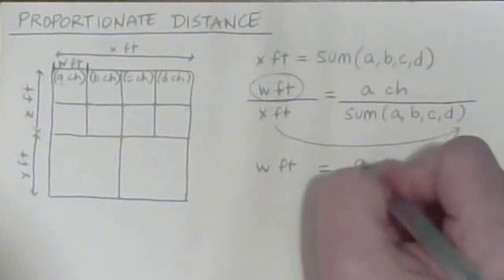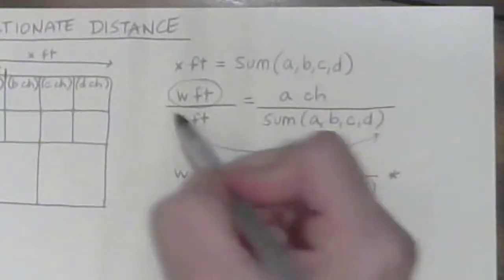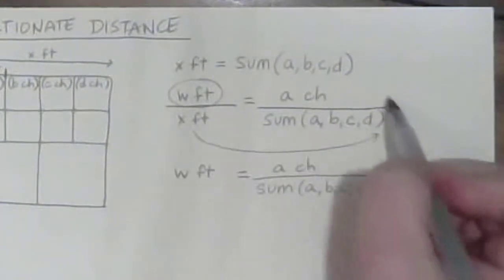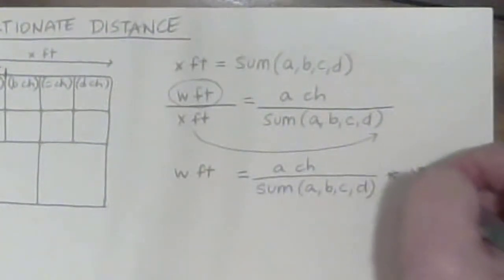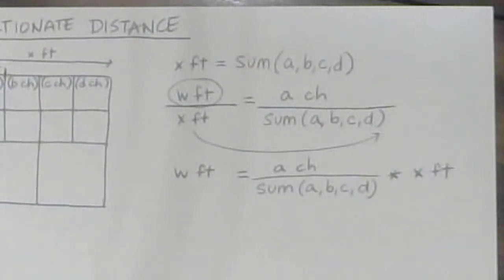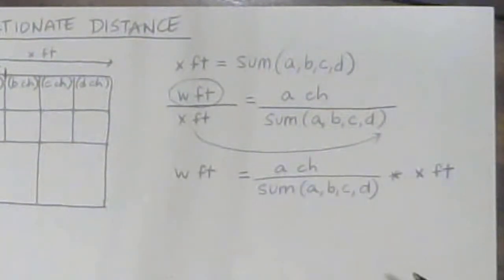So we've got chains times, remember it's divided by x feet here, so now we've got to do the opposite and make it times x feet. And that's how you get your answer. So now that we've done the literal formula, let's go ahead and put in some numbers.